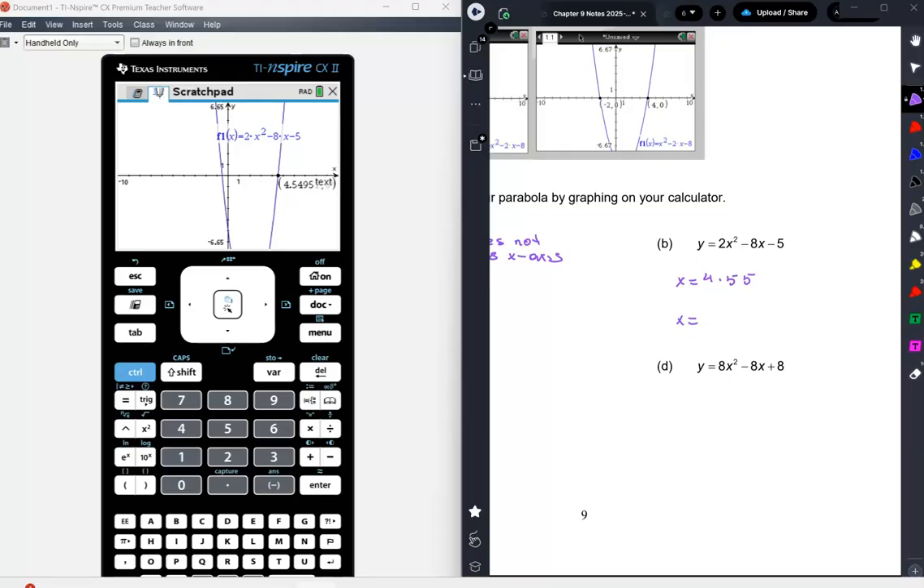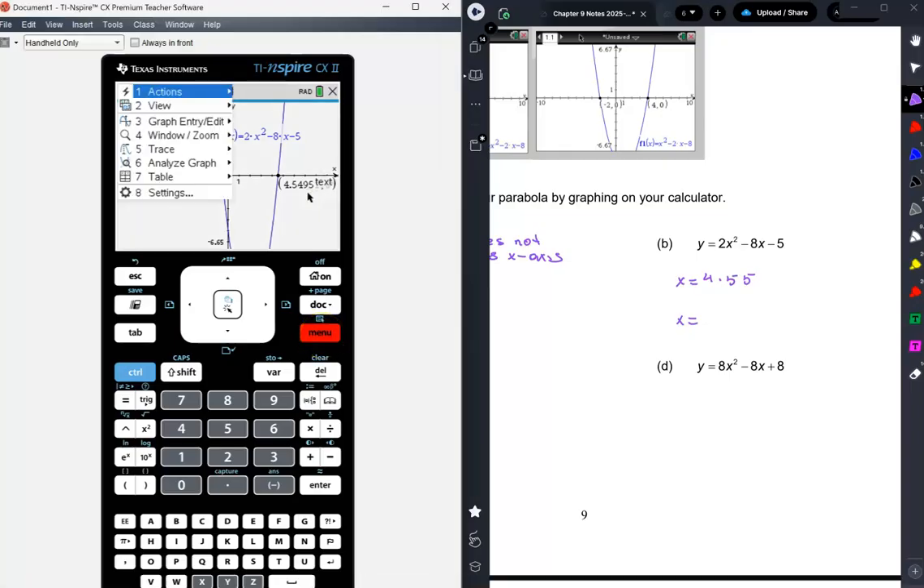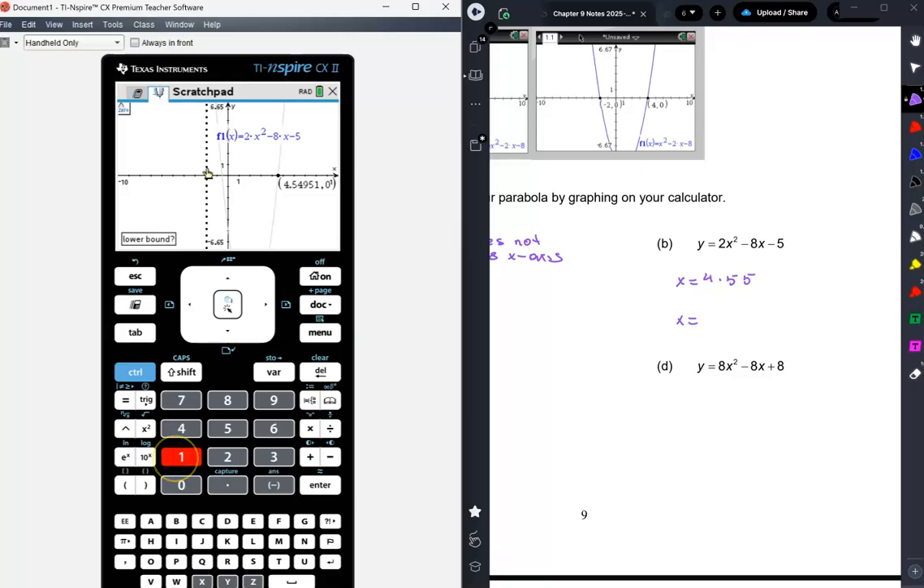Now, we're going to do it again for the other zero. So here's what I do. Menu, number 6, number 1. Okay, look at where it puts the bar now, right? So lower bound always means to the left. Lower bound means to the left. So put it anywhere on the left.